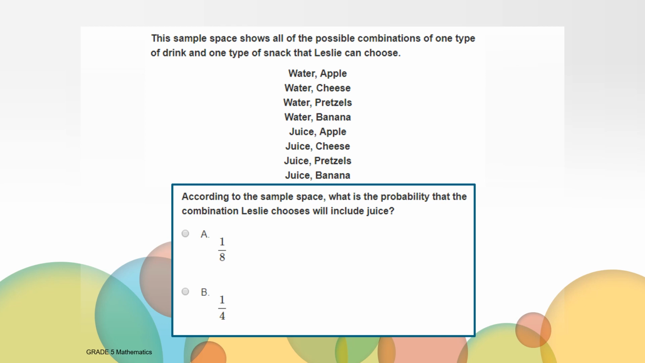Here's a sample test question. Read the question as I read it aloud. This sample space shows all of the possible combinations of one type of drink and one type of snack that Leslie can choose. Water and apple, water and cheese, water and pretzels, water and banana. Juice and an apple, juice and cheese, juice and pretzels, juice and a banana. According to the sample space, what is the probability that the combination Leslie chooses will include juice?